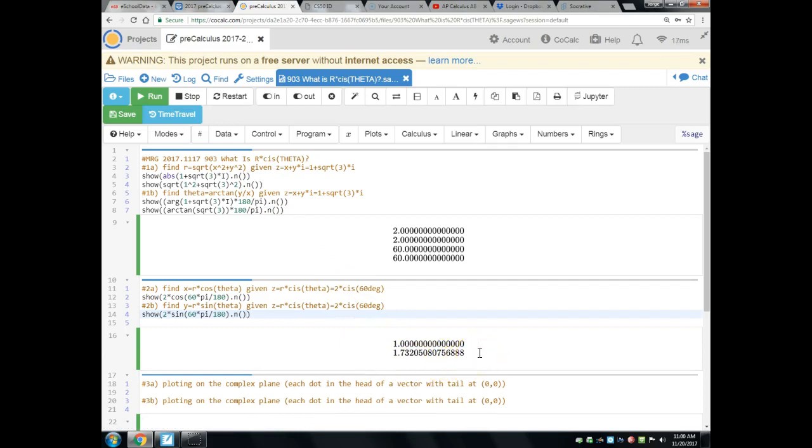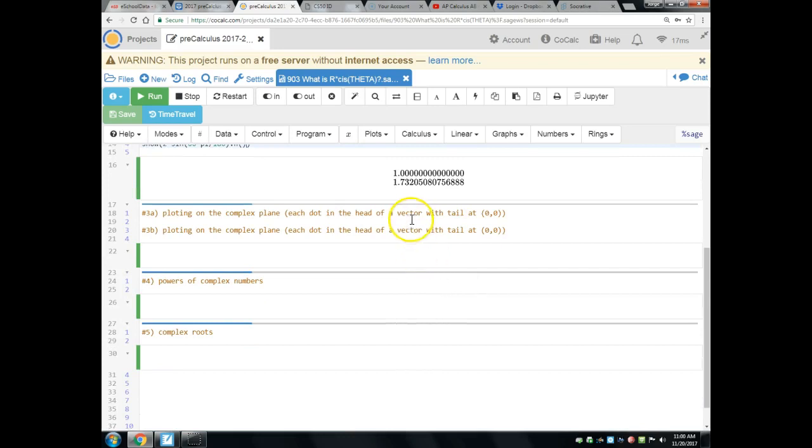Nice. That's great. Okay. Now, so that's how you convert to r cis theta format. That's how you convert to a plus bi form, or x plus yi form from r cis theta form. So r cis theta is just the polar form of a complex vector graphed on a complex plane. So let's plot some of this stuff.